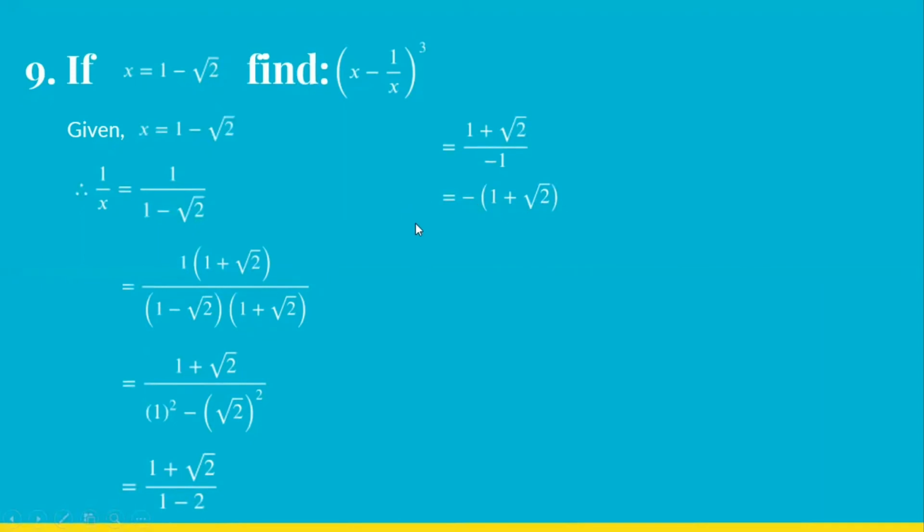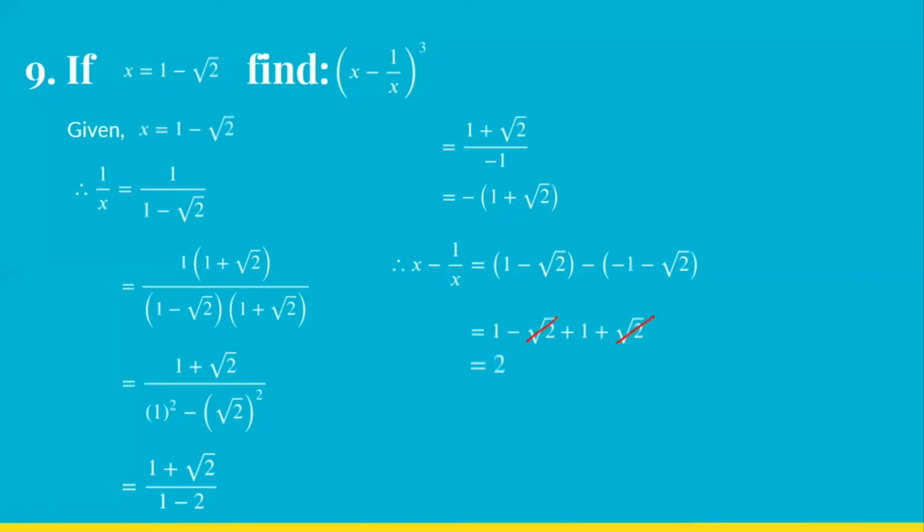Let us now find x minus 1 upon x. So x is 1 minus root 2 and 1 upon x is minus 1 plus minus 1 minus root 2. We open the bracket. When we open the bracket, minus into minus 1 is going to be plus 1. Minus into minus root 2 is going to be plus root 2. So this is how you get 1 minus root 2 plus 1 plus root 2. Minus root 2 plus root 2 got cancelled. This became 0. And 1 plus 1, we get the value of x minus 1 upon x as 2.